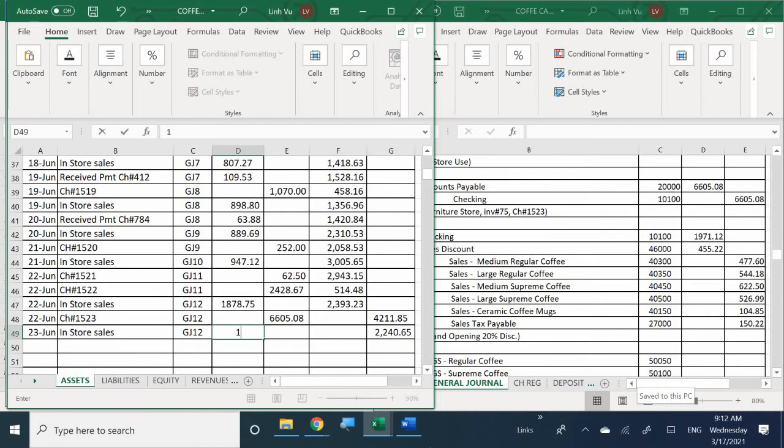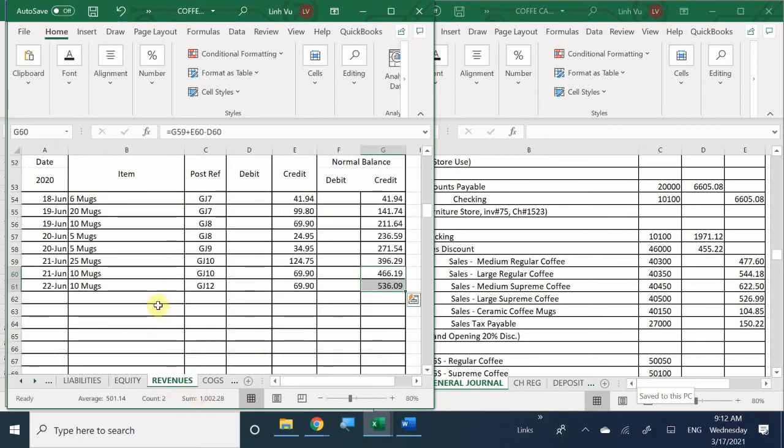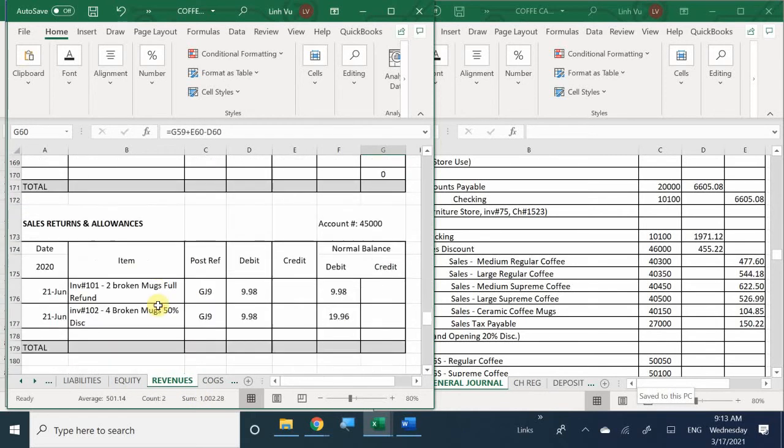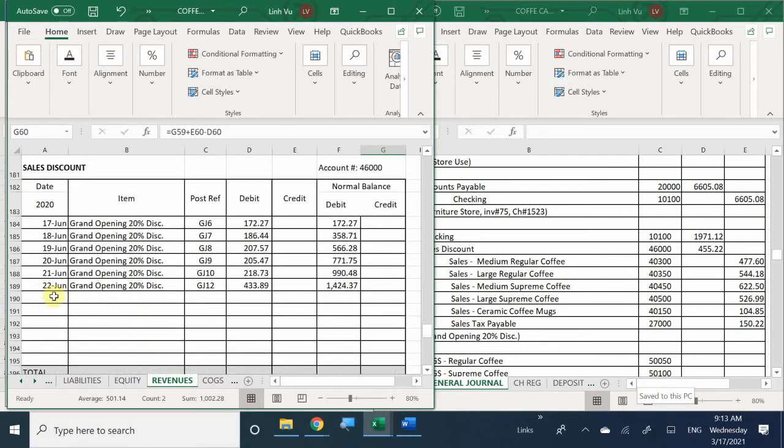So 1971.12. Right. Yeah. Okay, there you go. 40, 73. Okay. And then my sales discount. Once again, I have a grand opening sales, 20%, general journal 12, for a total of 45522. So what should be my grand total?